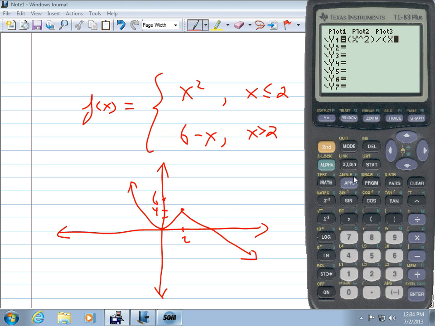Where's the less than or equal to key? Do you know? Well, second math. Second math is test, and there's the less than or equal to key. It's 6. And less than or equal to 2.